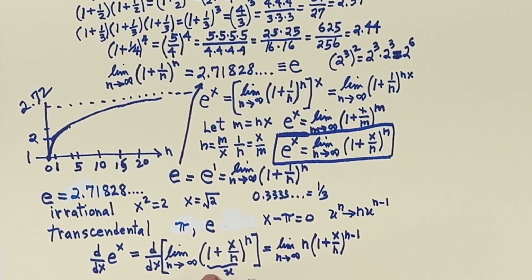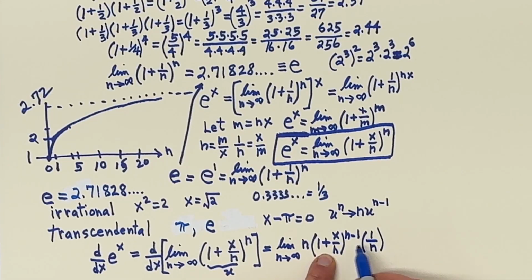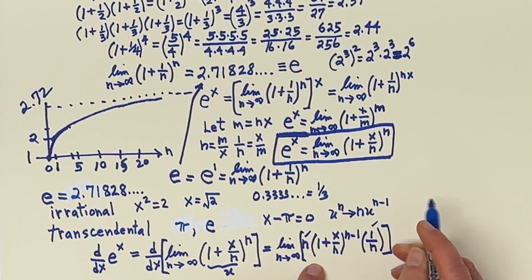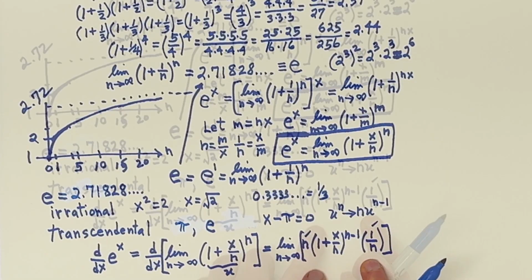But now I have to take the derivative of u with respect to x, which is inside here. The derivative of a constant is 0. And this x over n, the derivative with respect to x is going to be 1 over n. So that's what I'll have. Now I'm going to notice that this n and this 1 over n will cancel.